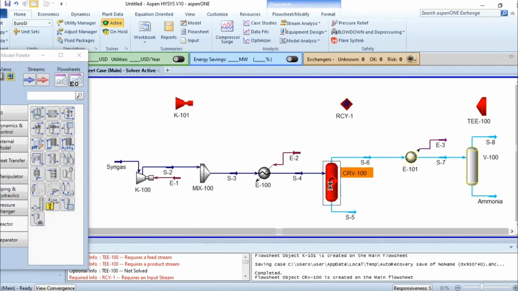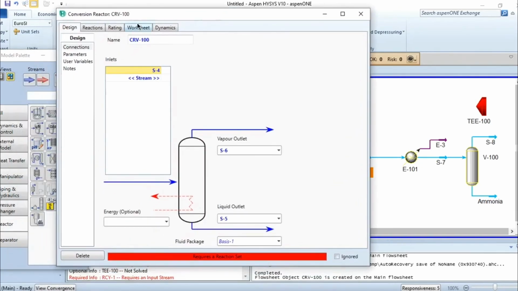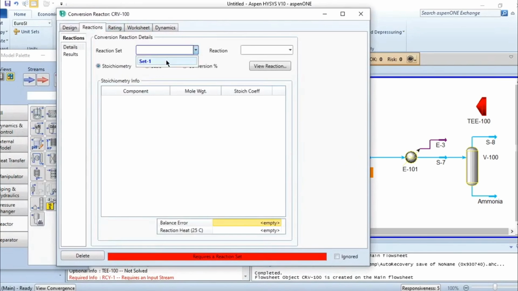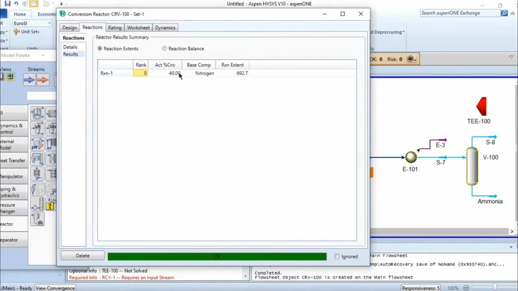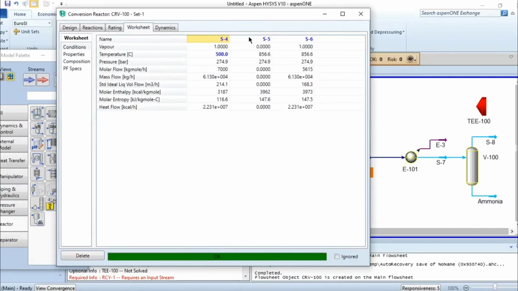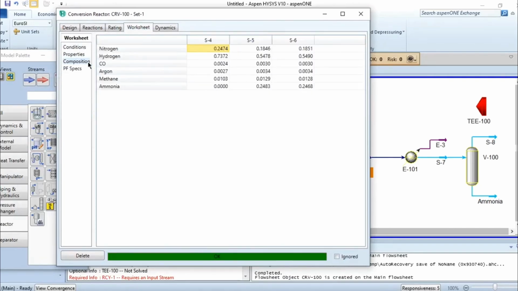So we will now go to the reactor, this conversion reactor, and then we will specify the reaction set. And as you can see, it is okay. In results, the conversion is 40%. And as you can see, there is no liquid produced. And in composition, you can see that nitrogen and hydrogen are converted to ammonia, because here in S4 there was no ammonia, and now ammonia is present in the system.